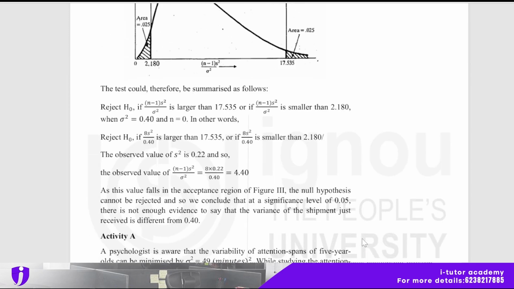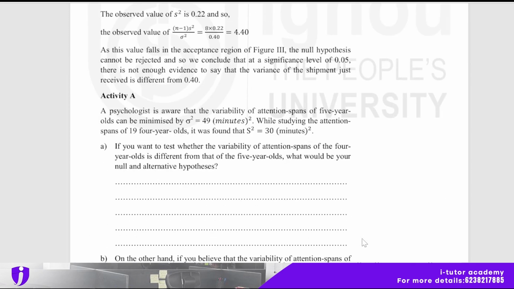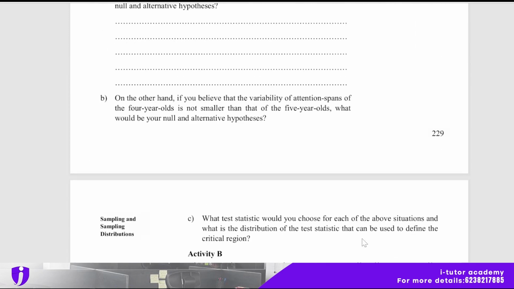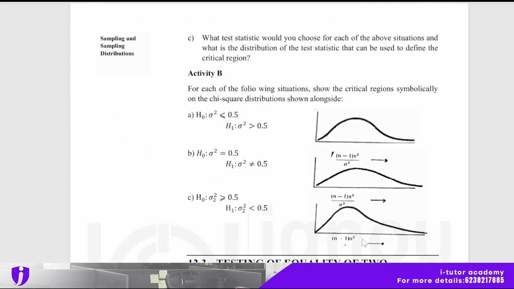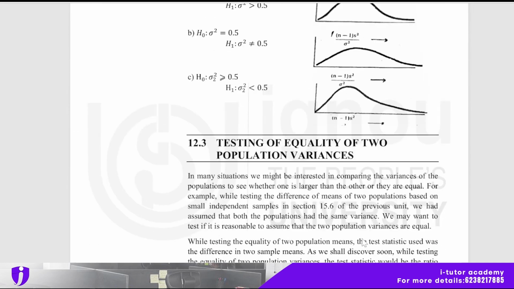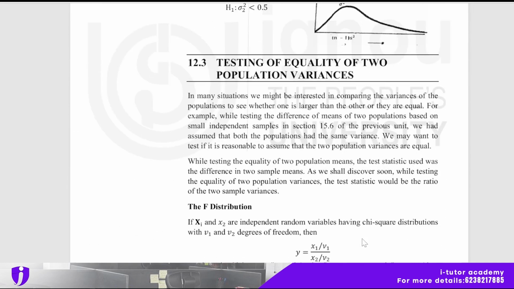So you just analyze, and the equation is also based on that here. Activity A is here and Activity B is also here. Try to do these activities, it will make this section more clear for you. And the next one is testing of equality of two population variances.